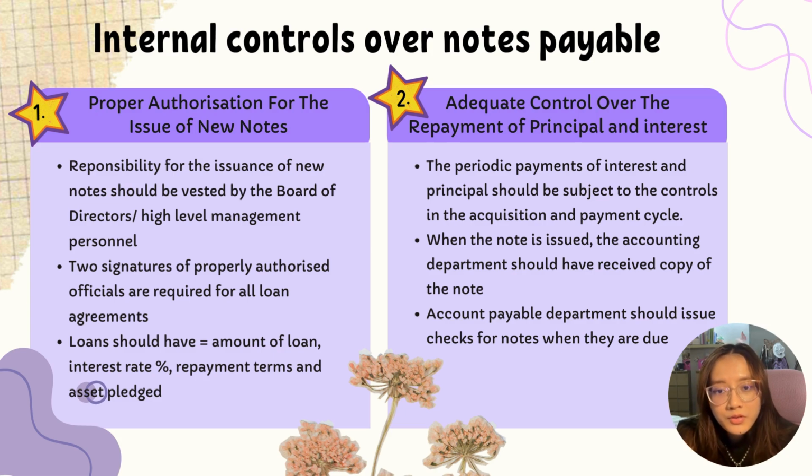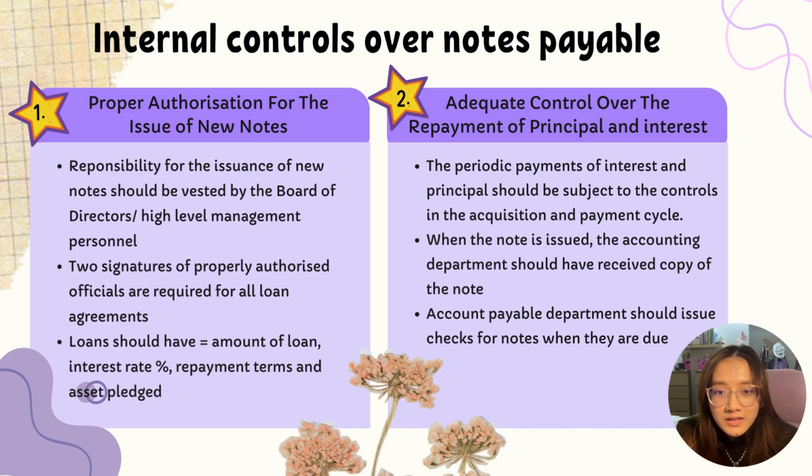is a requirement for dual signatures for all loan agreements because this adds an extra layer of security and accountability, ensuring that no single individual has unilateral control over the issuance of debt. Typically, the authorized officials would include a senior executive such as the CEO or CFO and another high-ranking officer or board member. Dual signature helps prevent fraud and ensures that the decision to issue new debt has been thoroughly reviewed and approved. Third is the loan agreement details.